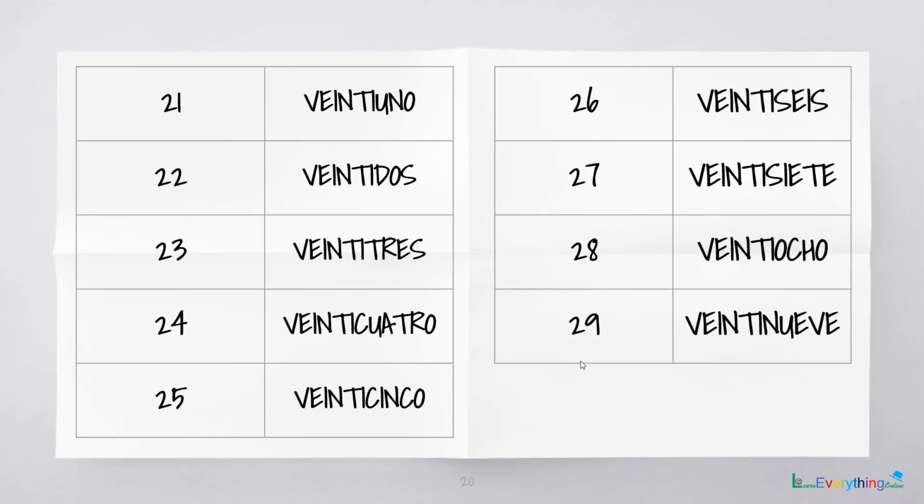So the numbers from 21 to 29 become 21 because of the 1, 22, 23, 24, 25, 26, 27, 28, 29. You can pause the video here again and try saying them on your own.